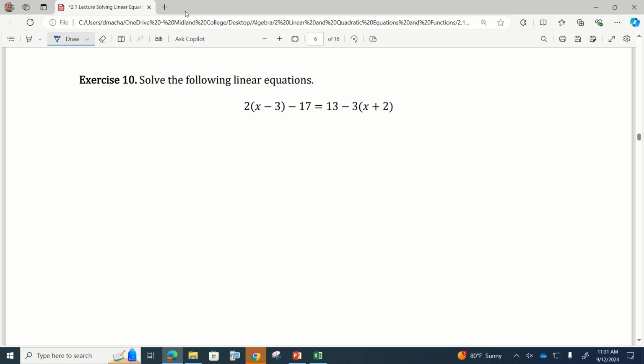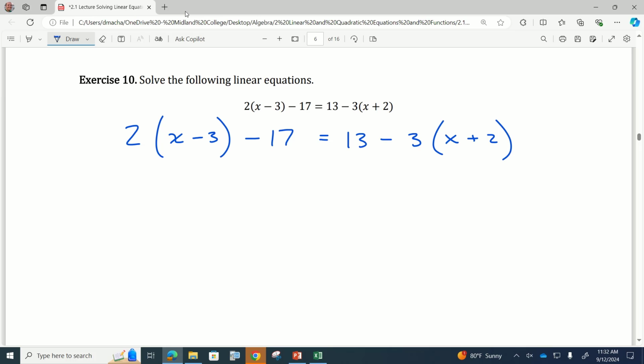These linear equations could get slightly more complicated, to where you've got a 3-step or a 4-step equation. We'll see how this one goes. This time I've got 2 times (x minus 3) minus 17 equals 13 minus 3 times (x plus 2), in parentheses like that.